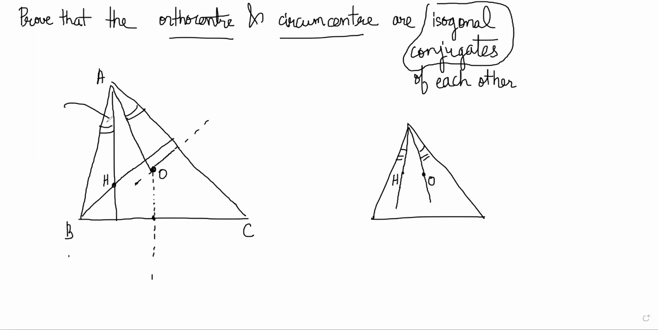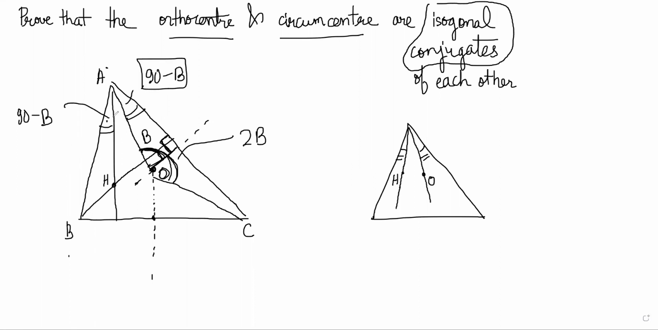We already know this angle, no? What is this angle? 90 minus B. So let's find the angle that OA makes with AC. Sir, if we join OC, then triangle OAC is isosceles, and constructing a circumcircle, this will be 2B, right? So this much will be B, and this will be 90 minus B, right? So we have proved that the OA line makes B from this side and the AH line makes 90 minus B from this side. So they are isogonal conjugates.